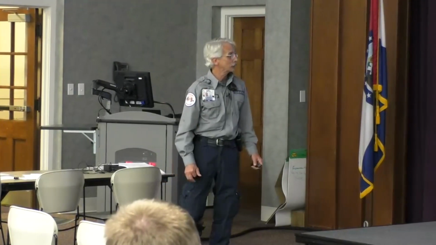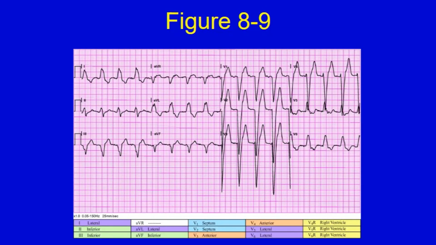So we'll go to this one. What do you think of this one? It looks nasty. Okay. All right. What's their rate? Rate's right close to 100. It's just about 100. Okay. You think there's a bundle branch block going on?